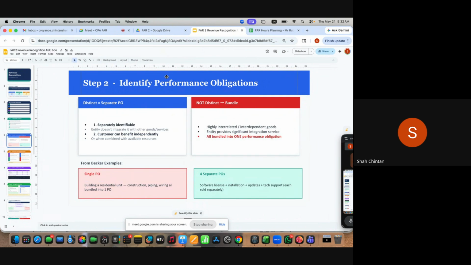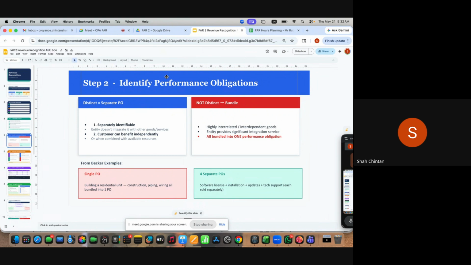In step two, we are supposed to identify the key performance obligation. Performance obligation का मतलब क्या है? What is your core deliverable? Why is the customer coming to you, where can he get the value? We saw a few examples and it's a judgment call a lot of the time.